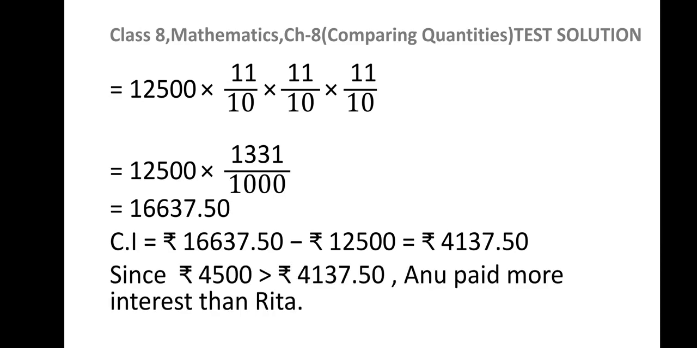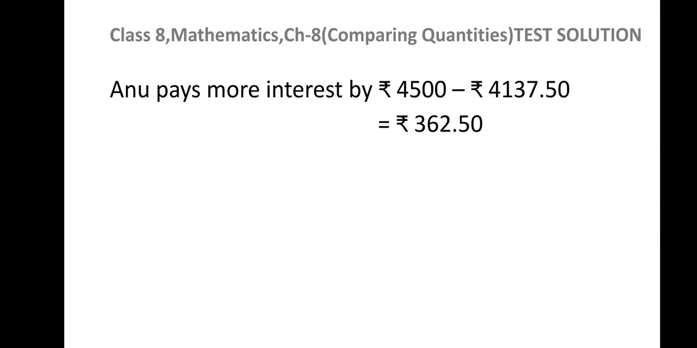As we have seen in the case of Anu, simple interest we have calculated as 4,500 and compound interest we have calculated as 4,137.50. So Anu paid more interest than Rita. By how much we need to find out. So we take the difference of these two, and so Anu pays more interest by 4,500 minus 4,137.50, that will be equal to 362.50 rupees. So by this much amount Anu paid more interest as compared to Rita.